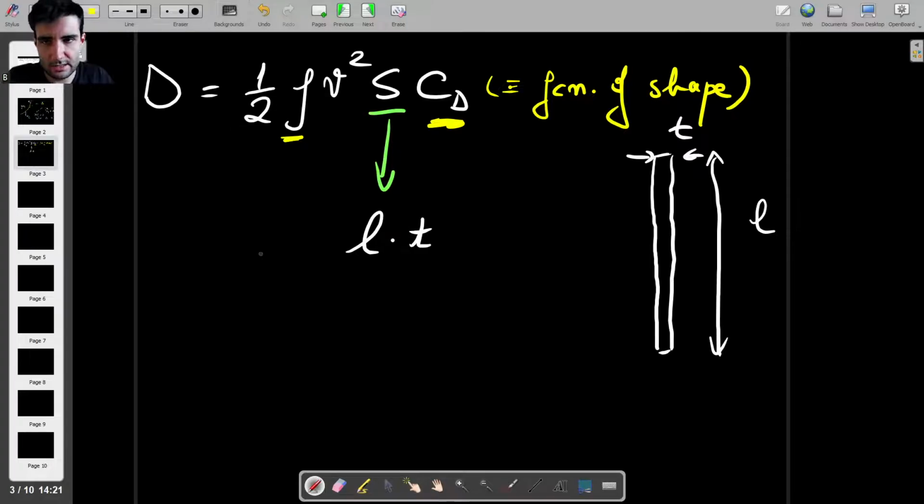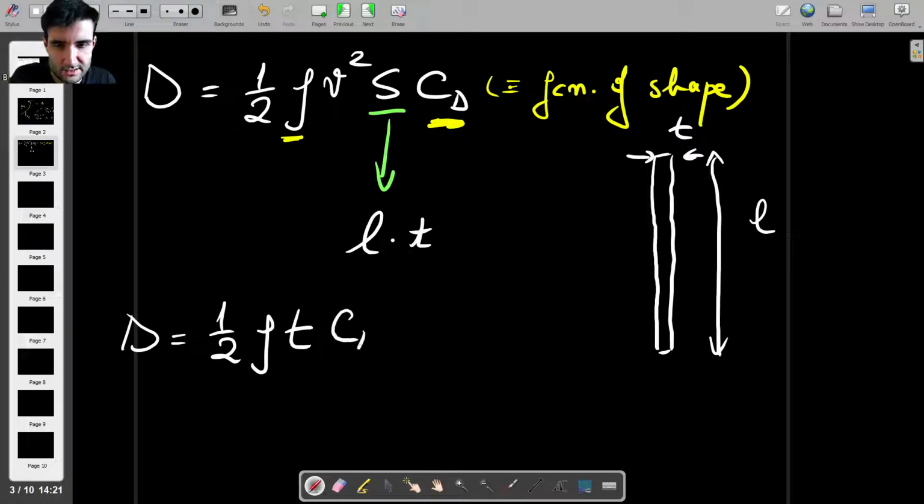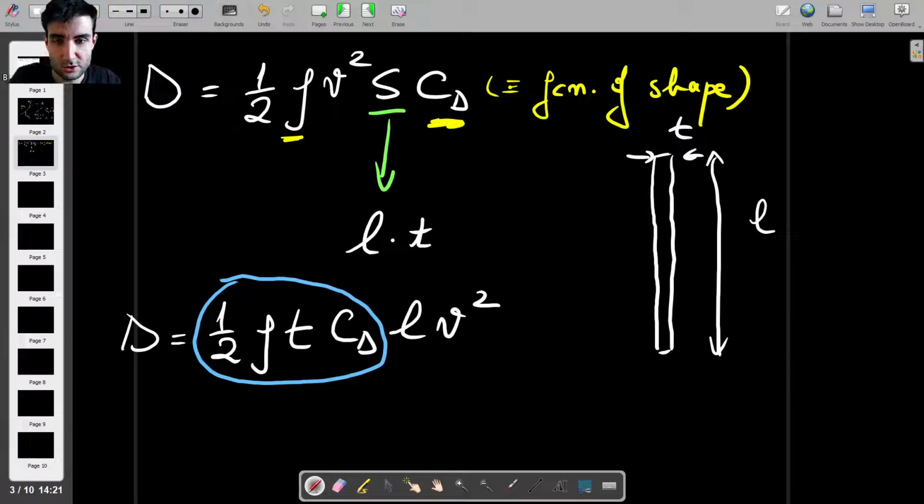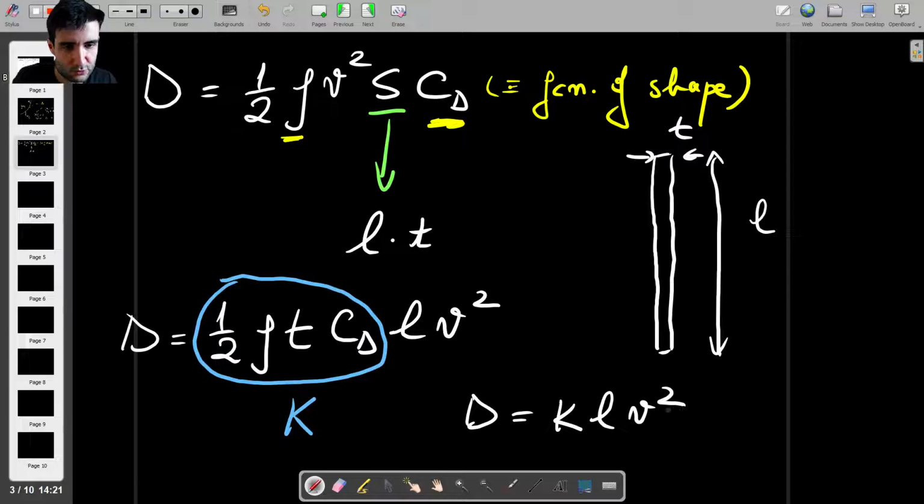Okay, and we're going to group some terms together here. So we have half rho, and then we have T, and then we have CD, and then we have L times V squared. The reason I did it this way is because those are actually constants, and I'm going to call this group of terms just K. So the drag acting on that section of the cable is going to be K multiplied by L V squared, like that.